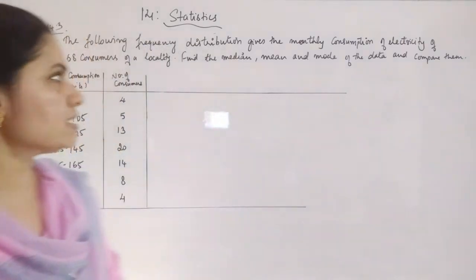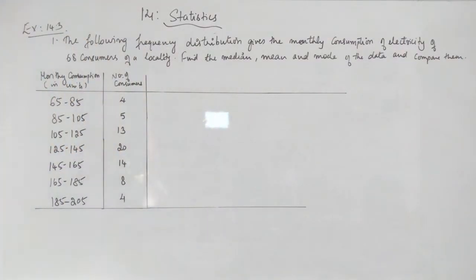The first question is: the following frequency distribution gives the monthly consumption of electricity of 68 consumers of a locality. Find the median, mean and mode of the data and compare them. So you have been given monthly consumption in units and the number of consumers, and the total number of consumers is given to be 68.